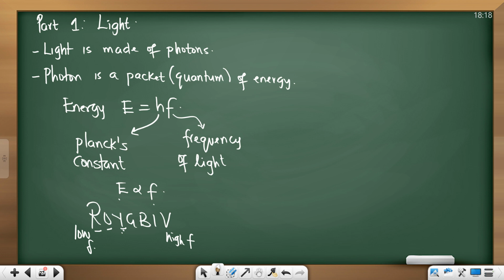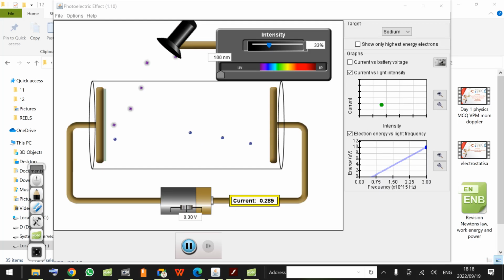Why? Blue has a higher frequency. Therefore, the energy that blue radiates is hotter than your red. Same thing with the infrared. So if I tell you now, guys, which one has the highest energy, is it infrared or ultraviolet? It's ultra. Your ultraviolet is where you have your X-rays.